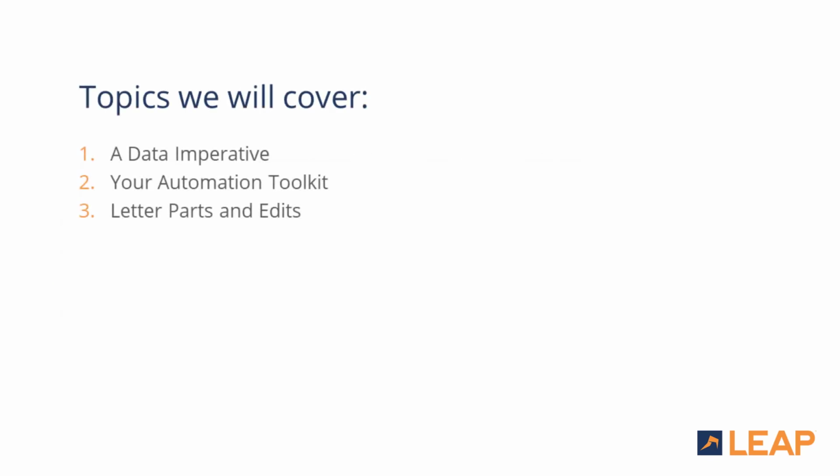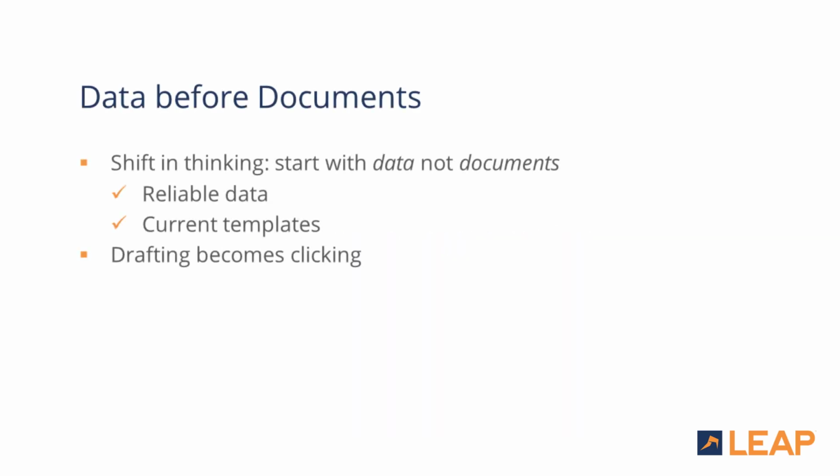The topics we will cover today include a data imperative, your automation toolkit, and letter parts and edits. First, we need to understand that all document automation, including letter automation, starts with a data imperative. When we say there is a data imperative, we mean that data comes before documents.